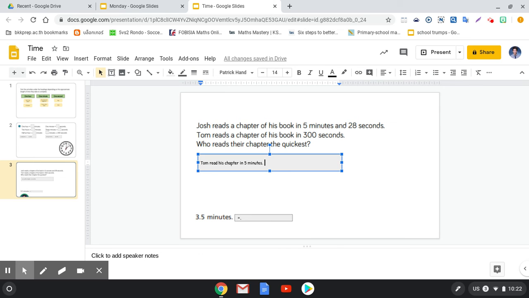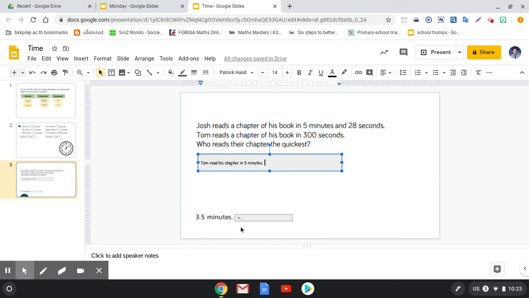So, like I said, whenever you're solving problems that involve time, you need to convert everything into the same unit. So either everything in seconds, or everything in minutes, or everything in hours, so that you can solve that problem.